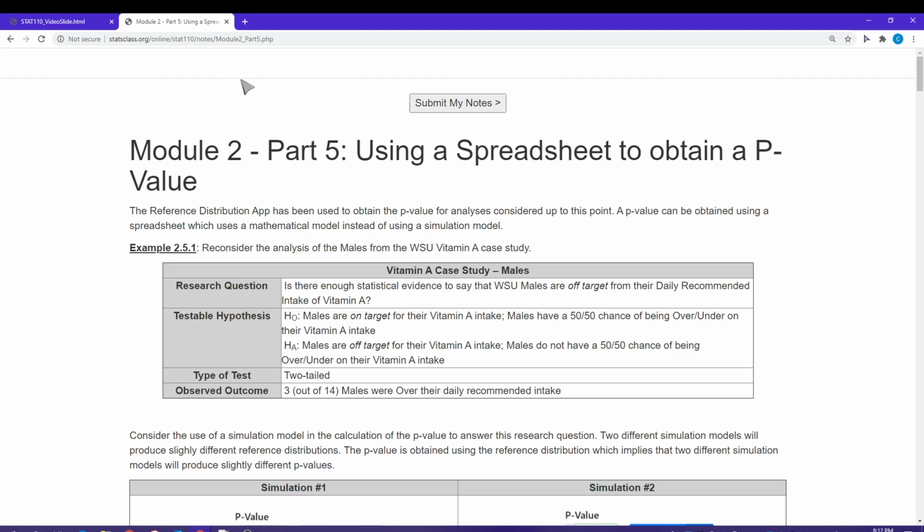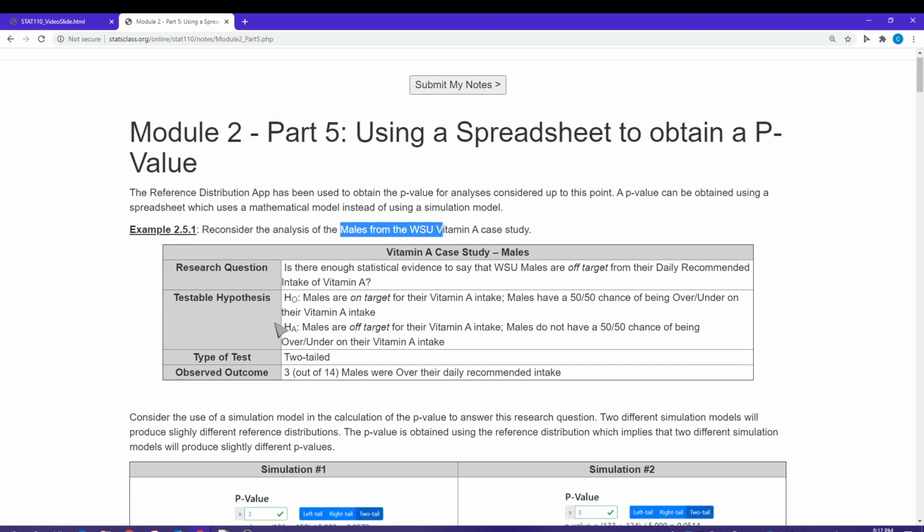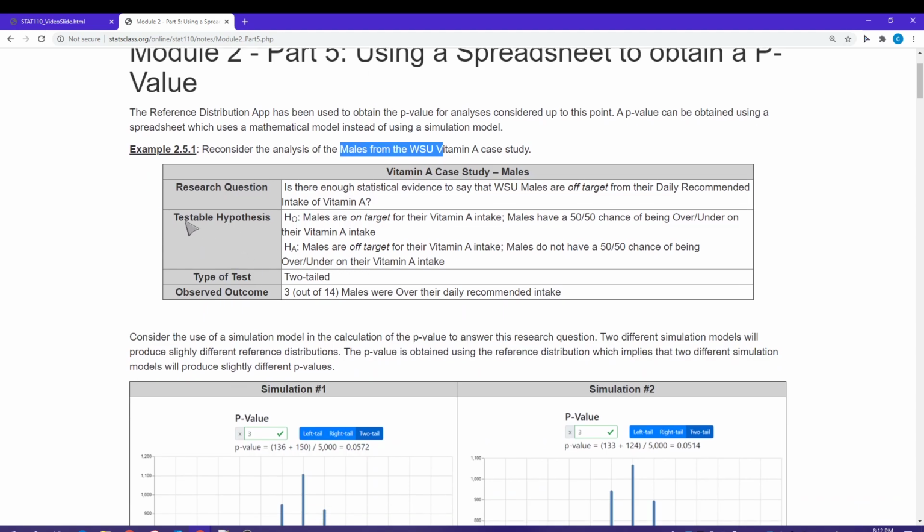So the example that we're going to work with is the WSU vitamin case study, and I'm going to use the male information from there. We considered that previously in Module 2, Part 4. Our research question in Module 2, Part 4 was, is there enough statistical evidence to say that WSU males are off target from their daily recommended intake?